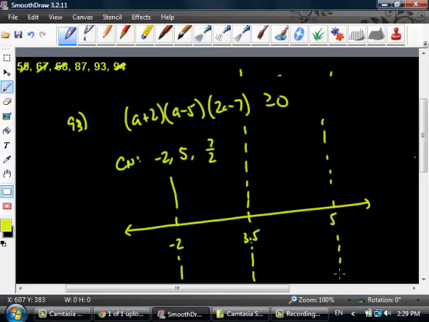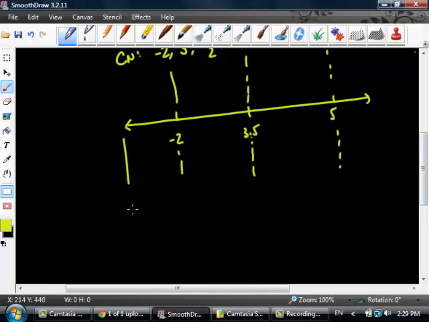Okay, we're going to partition this down. All right, David? Good? Okay, so it looks like my functions are a plus 2, a minus 5, 2a minus 7.